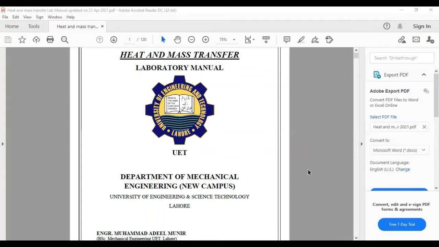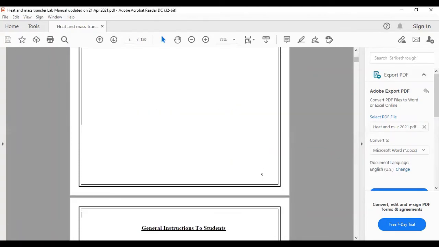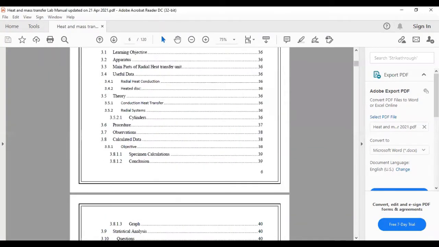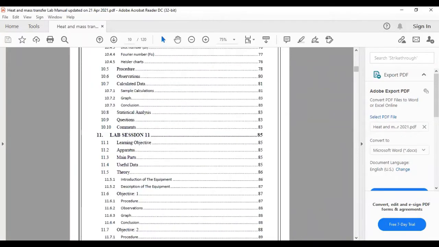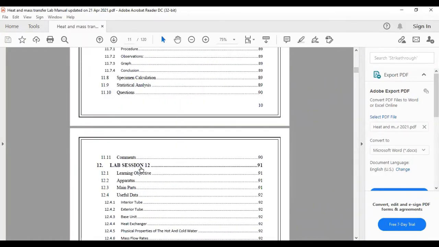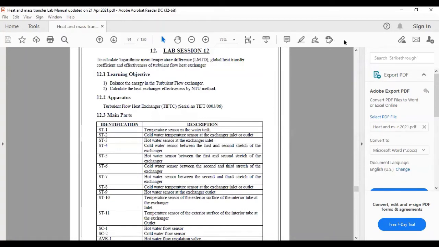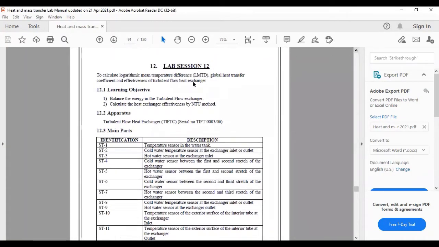My name is Mohammad Adil Munir, and today we will learn how to perform experiment number 12 in this lab. Experiment number 12 is related to the turbulent flow heat exchanger. So now we will move towards the statement, learning objectives, and all other details of the experiment.